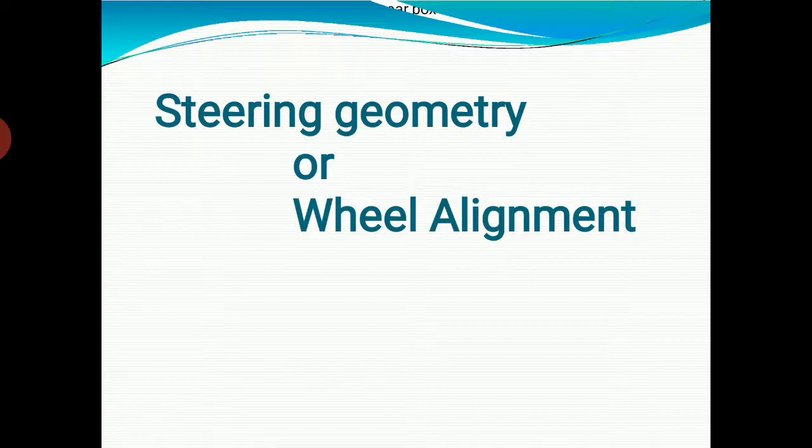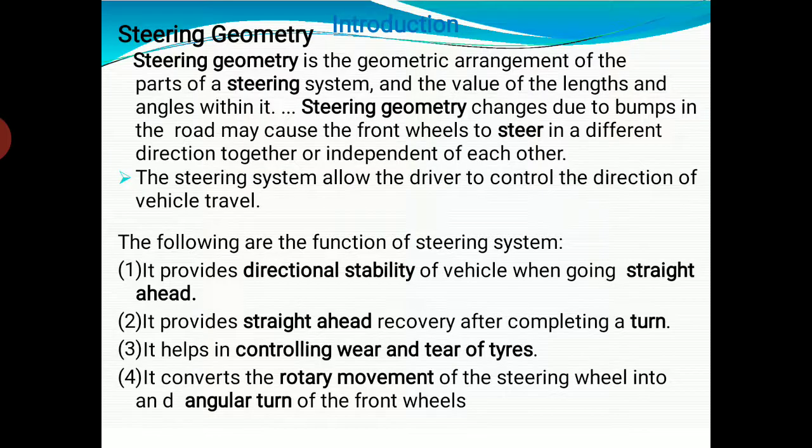Okay, so let me repeat what I did in the previous class, then I'll go forward to the types of steering gearbox. Steering geometry is the geometric arrangement of the parts of the steering system, the values of lengths and angles within it. Steering geometry changes due to bumps in the road may cause the front wheels to steer in different directions together or independent of each other. The steering geometry system allows the driver to control the direction of vehicle travel.